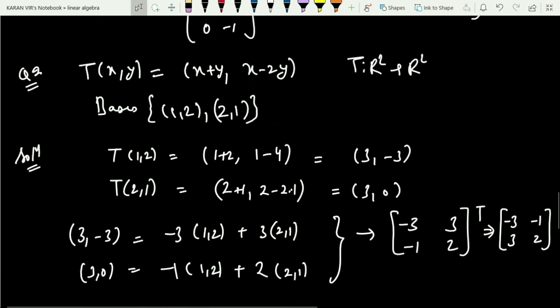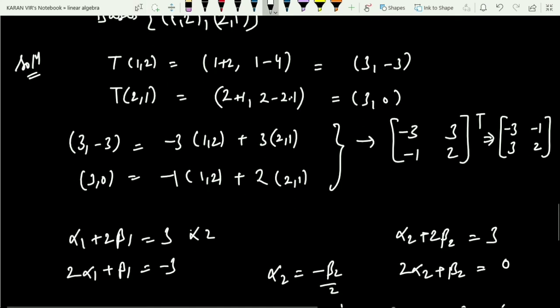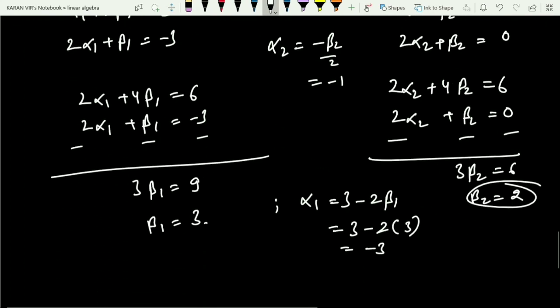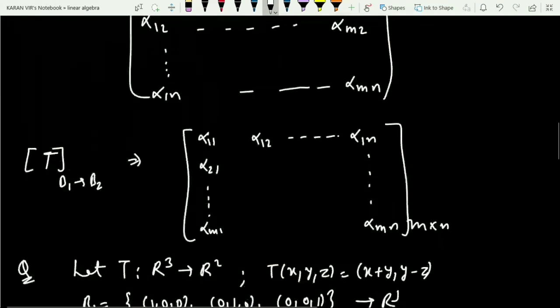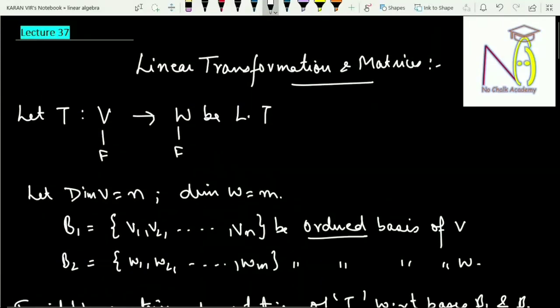So in this question I have tried to explain that if my bases are not standard, then how can we calculate the matrix representation corresponding to those bases. So I hope these two questions are clear and the strategy is clear in this video lecture. In my upcoming video lecture I will be discussing a few more questions which have appeared in IIT JAM or CSIR and UGC NET from this particular topic.